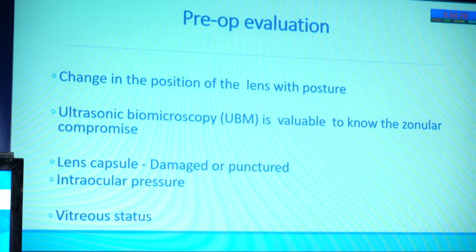Pre-op evaluation also includes the change in the position of the lens with posture. If it is there, we have to be careful. UBM is valuable to know the zonular compromise. Check whether the lens capsule is damaged or punctured, intraocular pressure needs to be monitored, and vitreous status has to be seen.